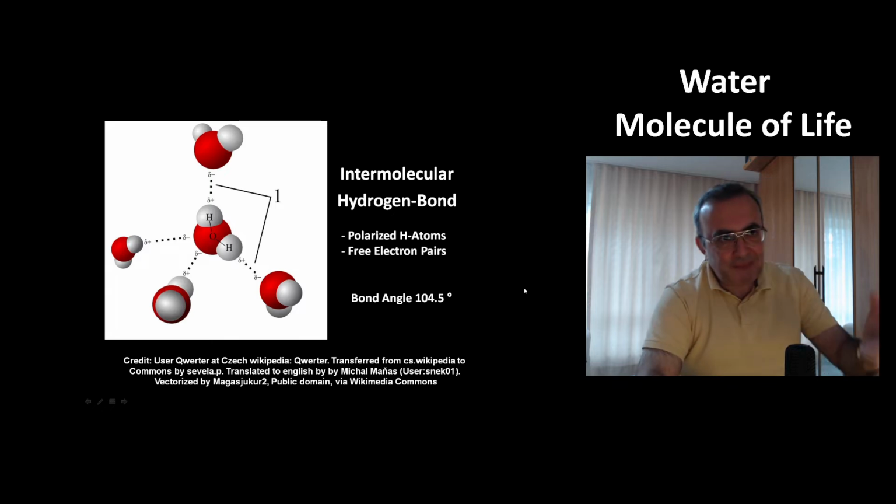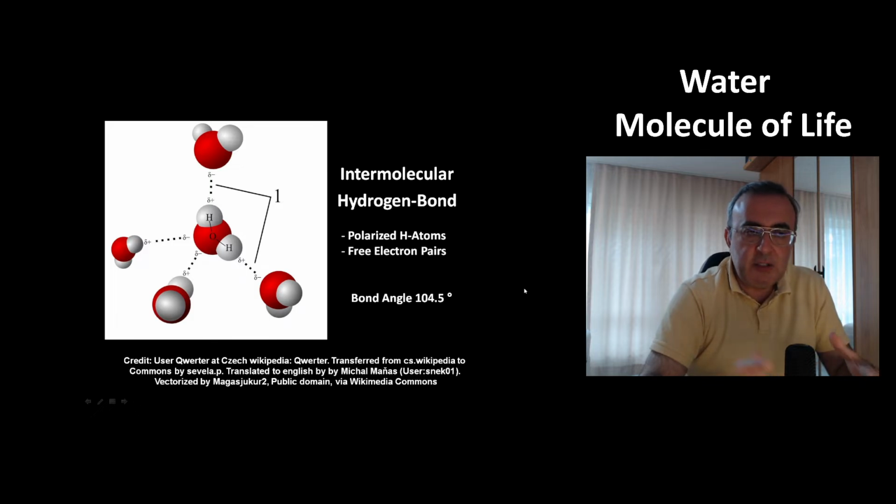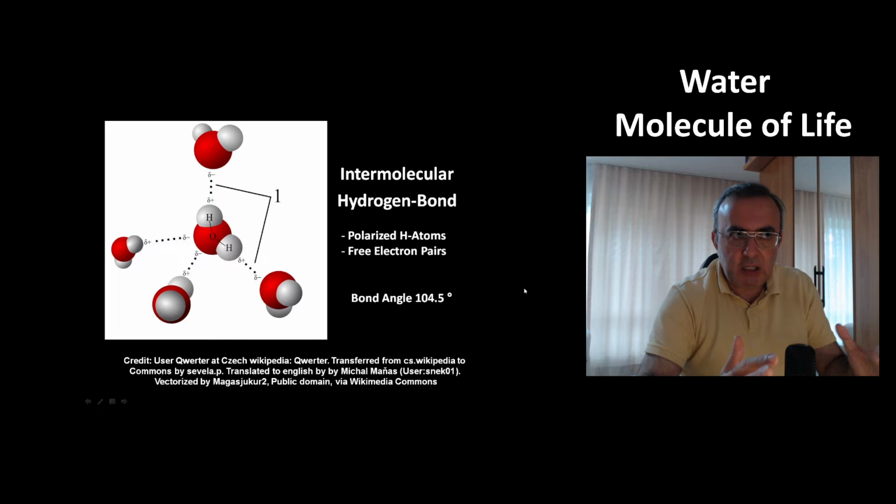The bond angle in water is 104.5 degrees. That's not the bond angle of a regular tetrahedron. It's 109.5 degrees. And the reason for this is water has 2 free electron pairs, and they press the hydrogen oxygen bonds a bit together. That's why you have a bit smaller bond angle.